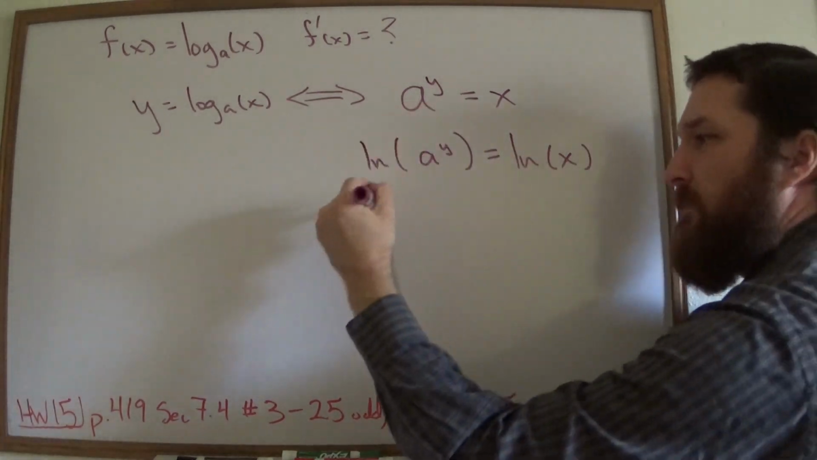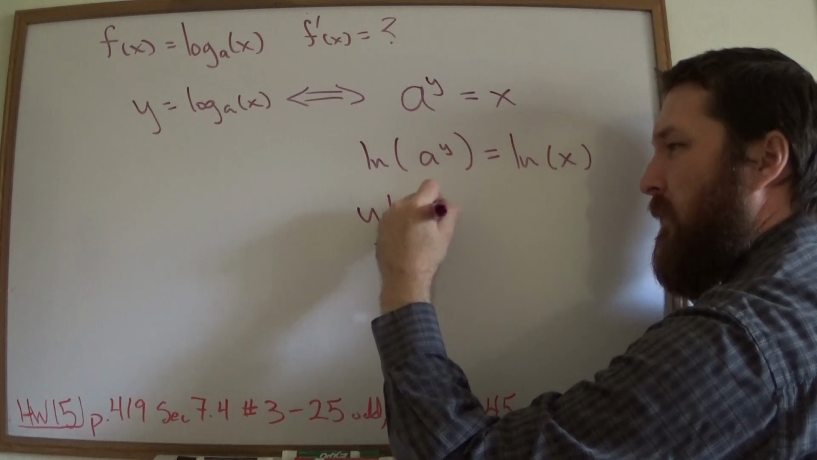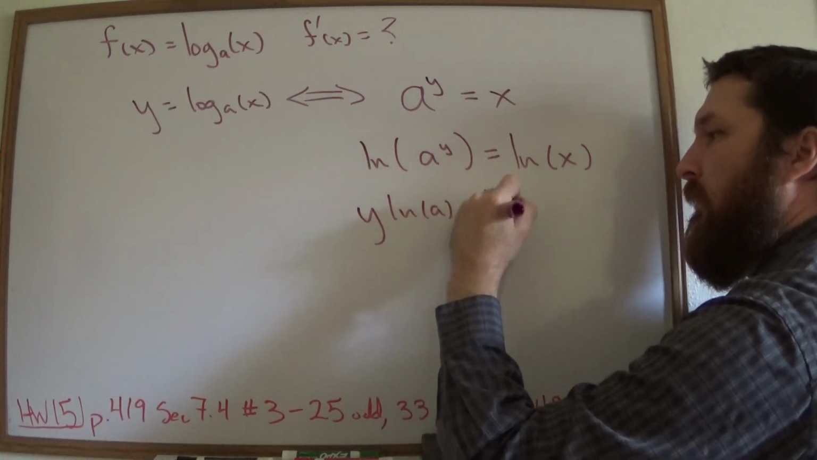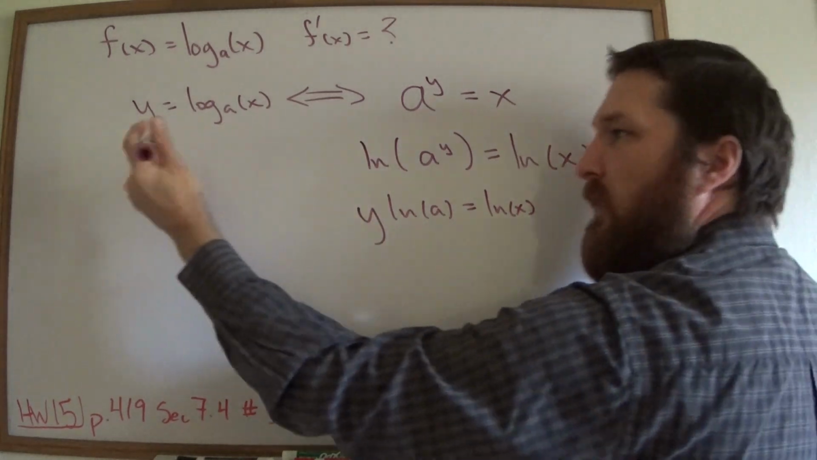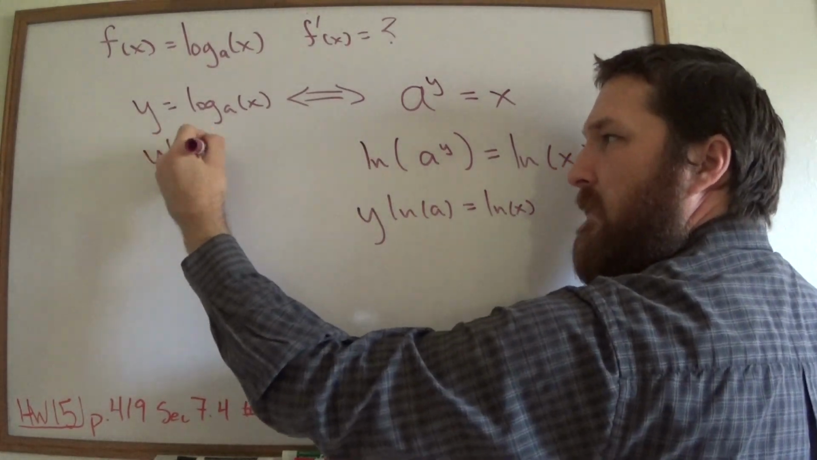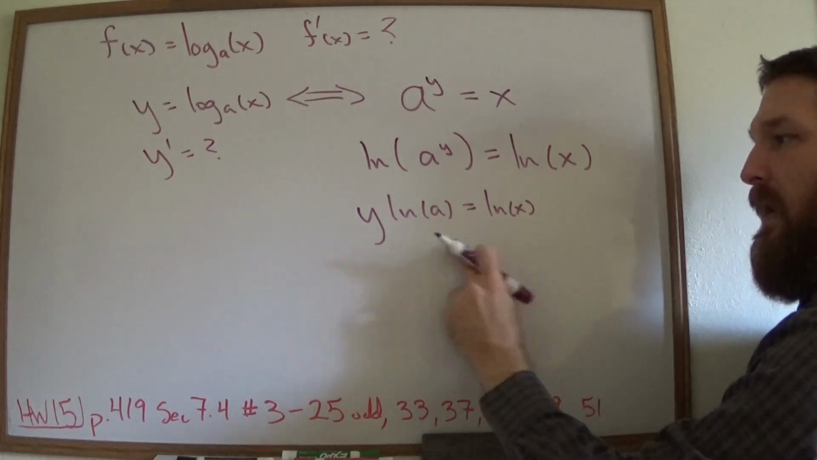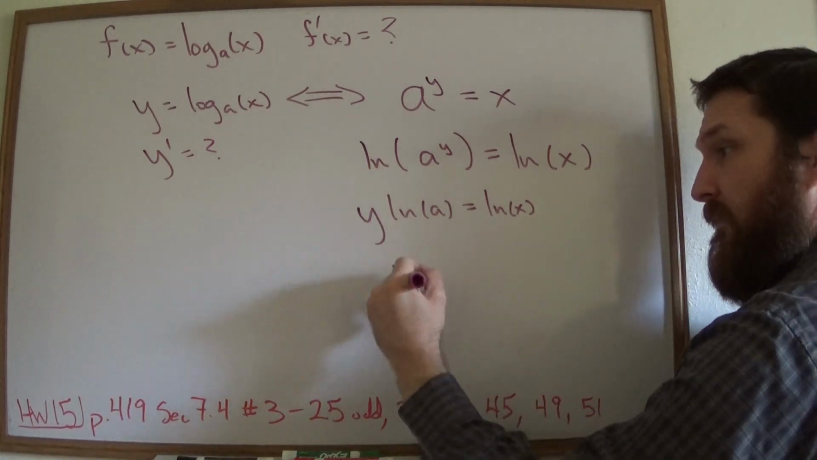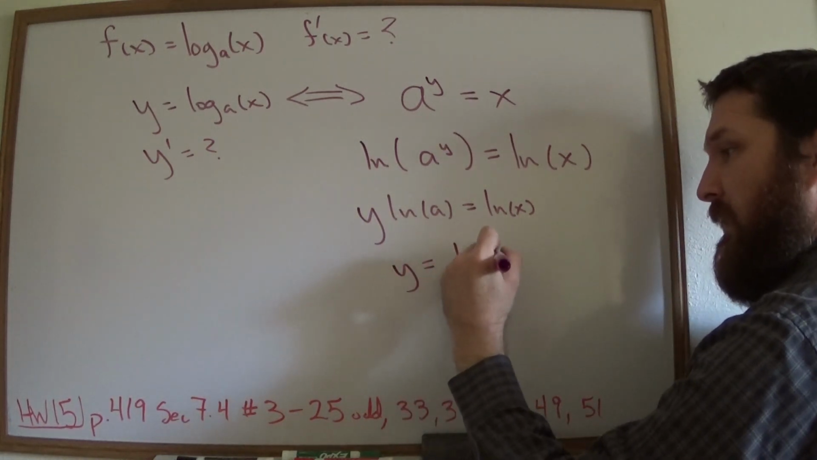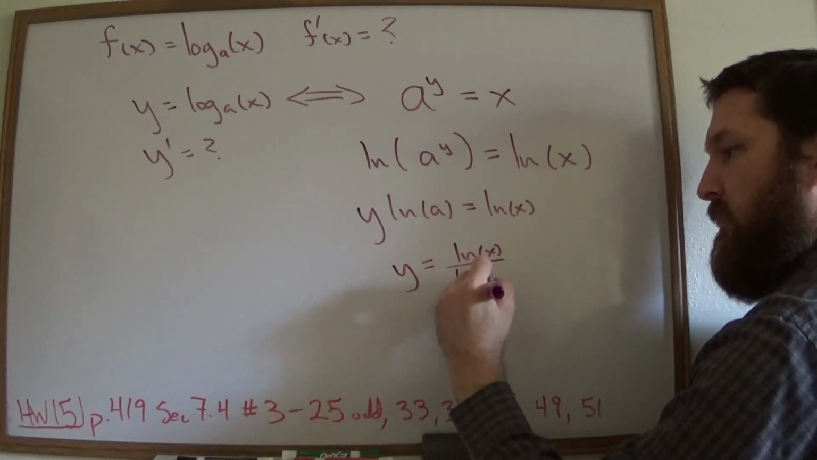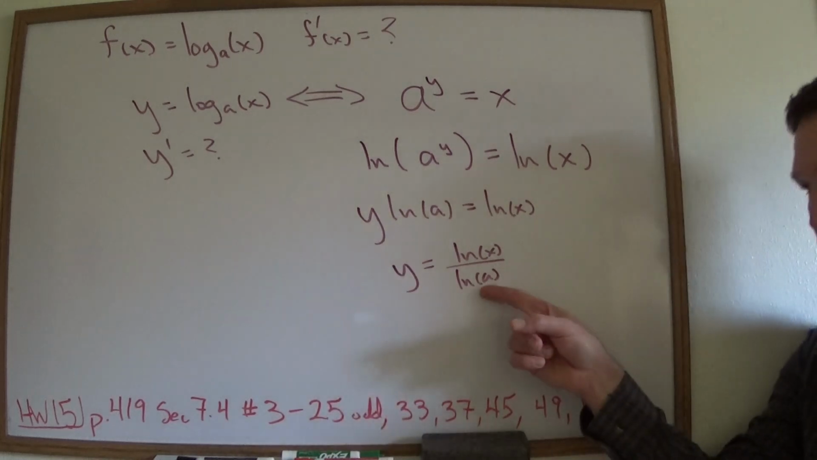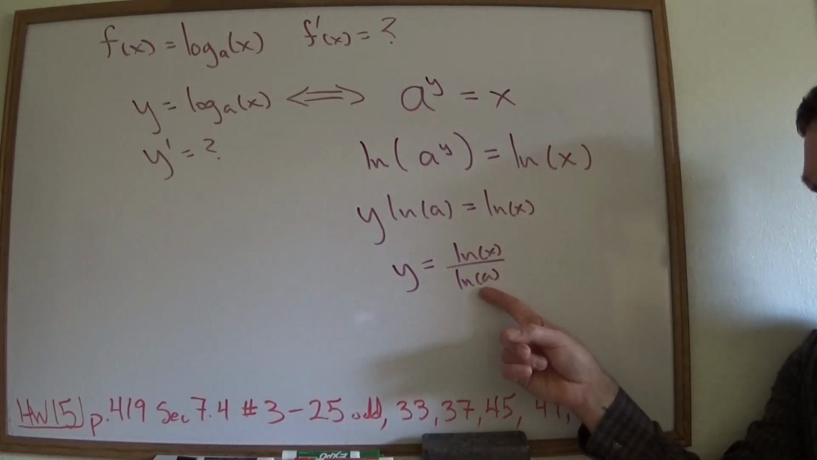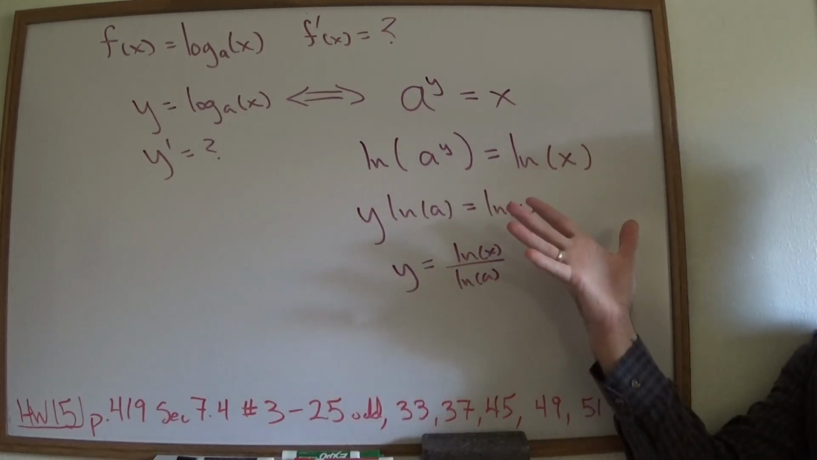The y drops down. That's our favorite property of logs. And because what I'm looking for is y prime, that's my goal, now I could get y all by itself. I could say y is the same thing as log x over natural log a. One mistake everybody makes is to think about this thing as a function. That's just a constant, log a, whatever a happens to be, right?